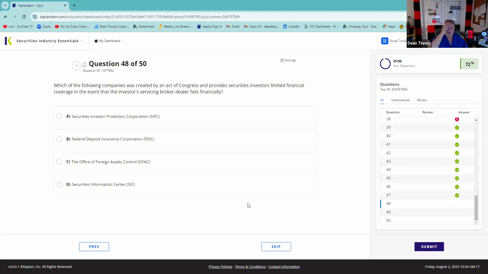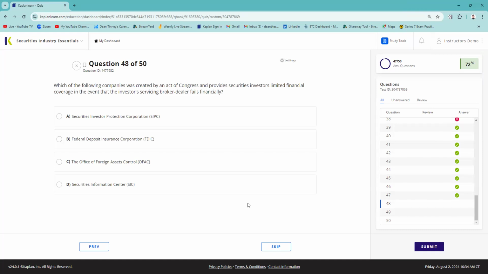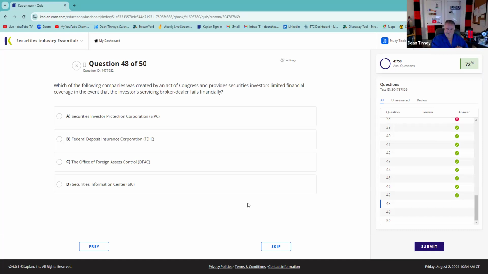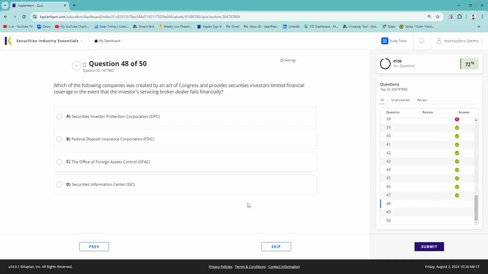Which of the following companies was created by an act of Congress? This is very testable and provides limited financial coverage in the event that the broker-dealer fails financially. If you miss this on the real test, you've got to flunk the entire test.